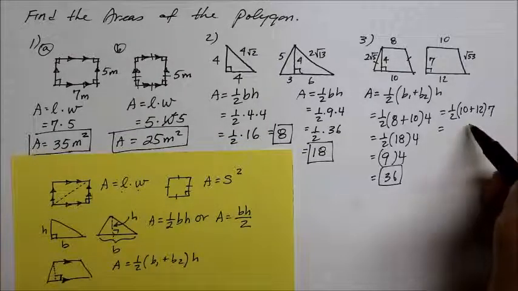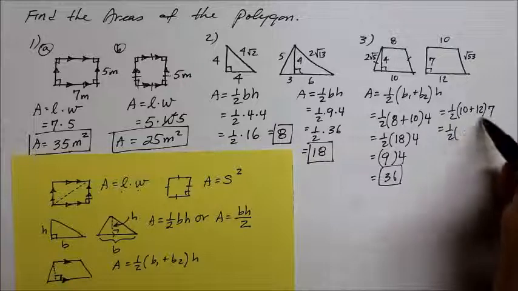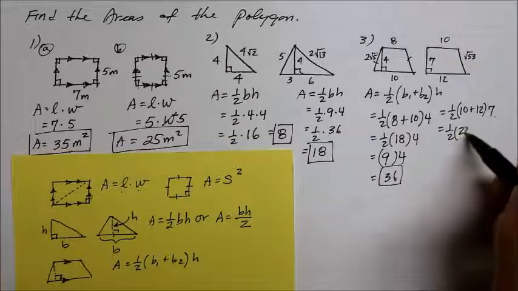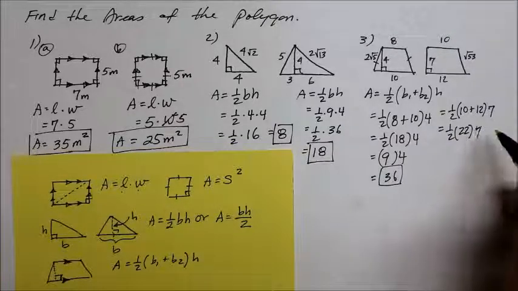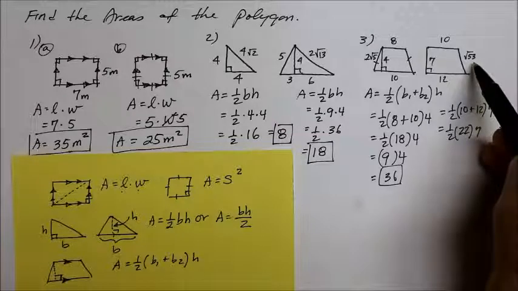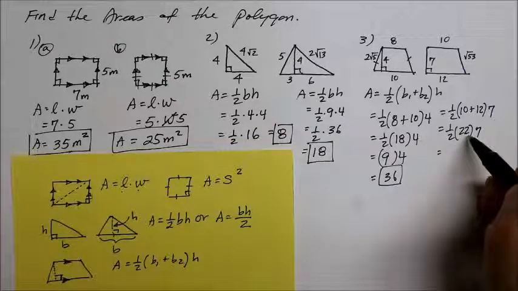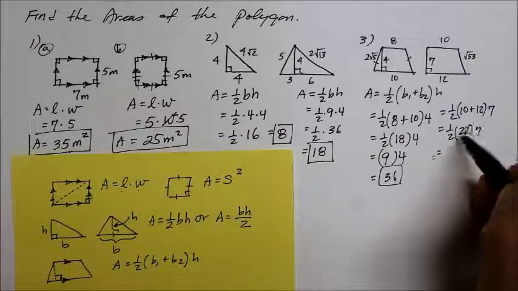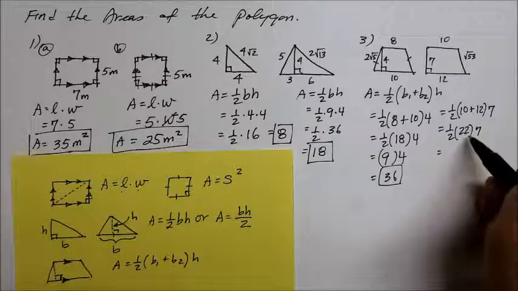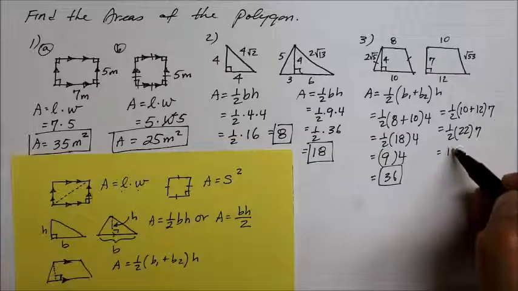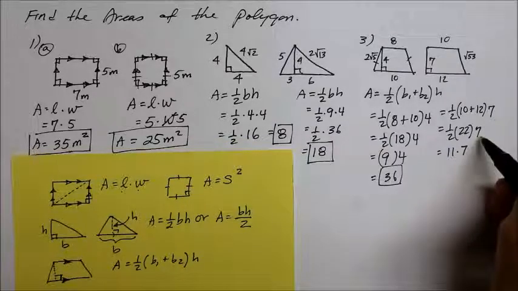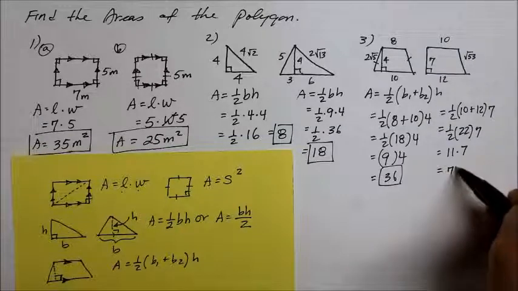So in this case, 1/2 times 10 plus 12 is 22 times the height, which is a 7. That was a distractor. Woo! Square root of 53. I don't want to deal with that. 1/2 times 22. Well, 2 reduces 22 to 11 times. Or you could just say, what's half of 22? 11. Times a 7, which is the height. Your final answer is 77.